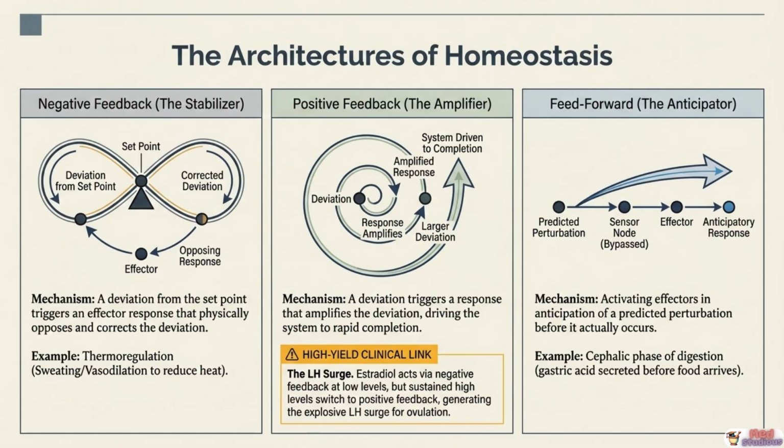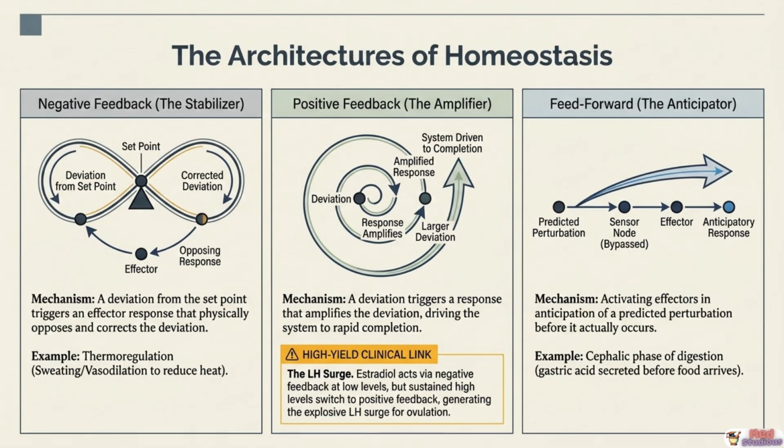In contrast, positive feedback acts as an amplifier. Instead of stabilizing the system, it drives a deviation further from the set point, amplifying the response until a definitive physiological endpoint is achieved. We see this explosive spiral in action potentials, blood clotting cascades, and uterine contractions during labor.